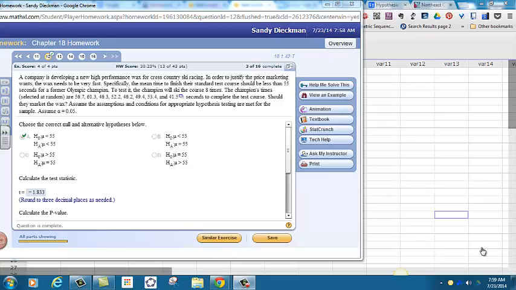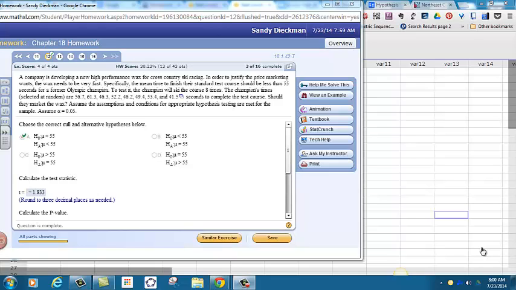That means that our alternative hypothesis will have the less than symbol in it. To test it, the champion will ski the course 8 times, so the sample size is 8. The champion's times, selected at random, are 56.7, 61.3, 46.3, 52.2, 46.2, 49.4, 53.4, and 41.5 seconds to complete the test course. And the question is, should they market the wax?